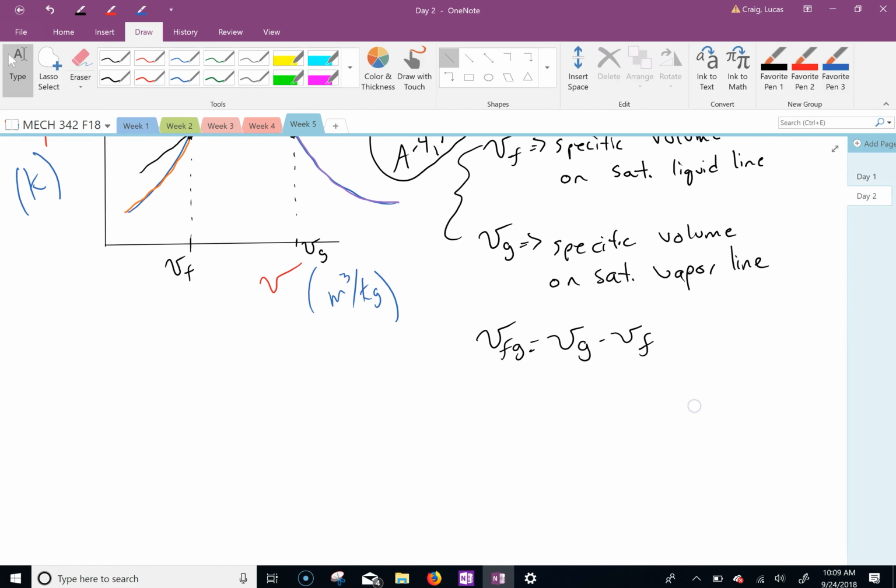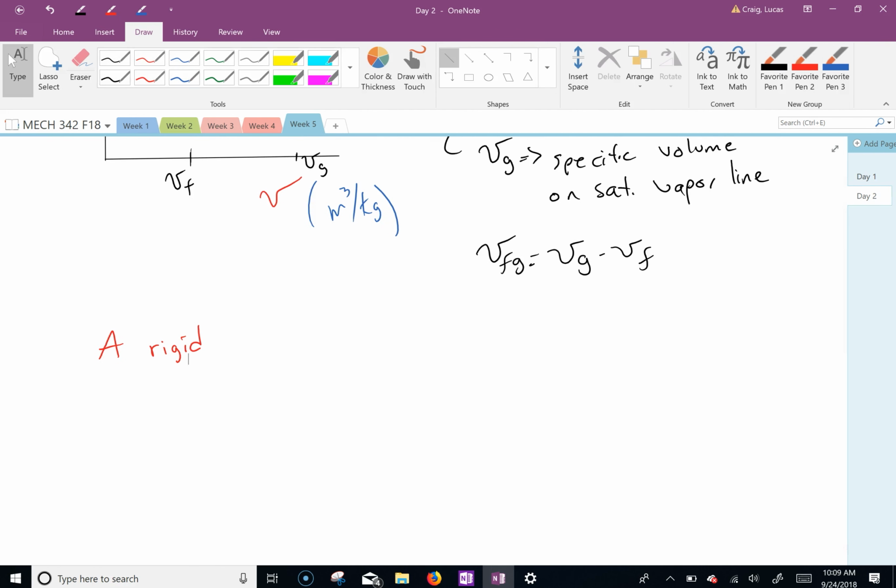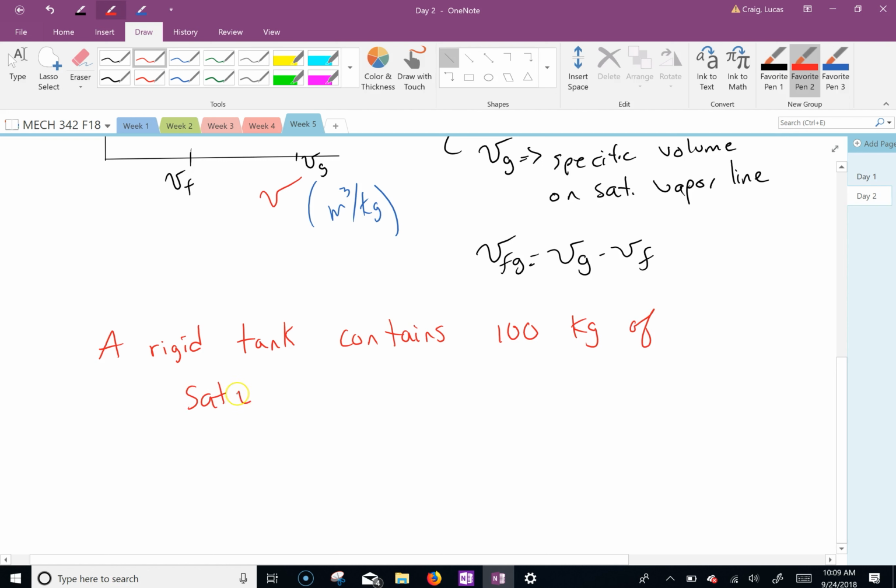So let's just do a quick example. So a rigid tank contains 100 kilograms of saturated liquid H2O at 75 degrees C. What we want to do is find the pressure and volume.